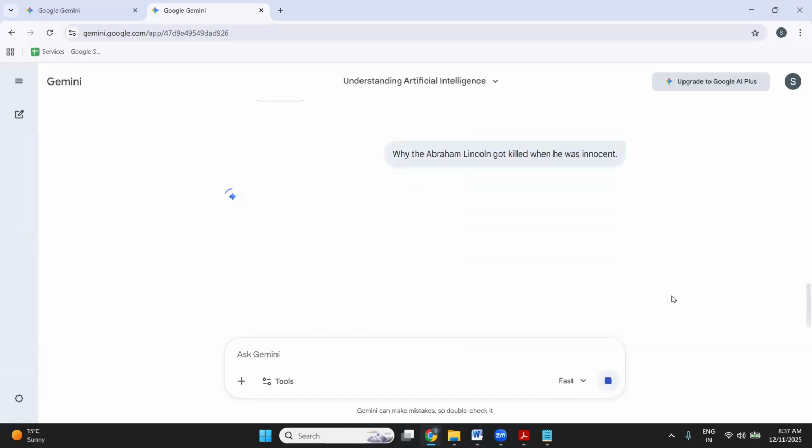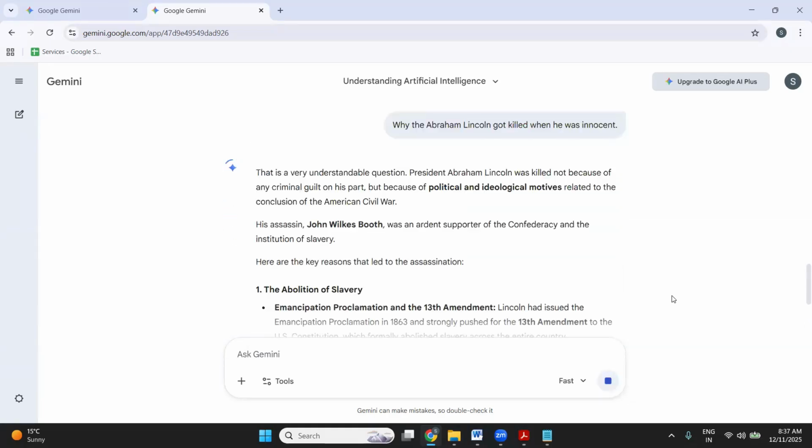I just said, why did Abraham Lincoln get killed when he was innocent. See, the way the LLM starts, if you just read it, how is it starting? It is starting as if it knows everything. It is very brilliant, it is very intelligent, it knows everything. That is the way it starts a conversation with us.